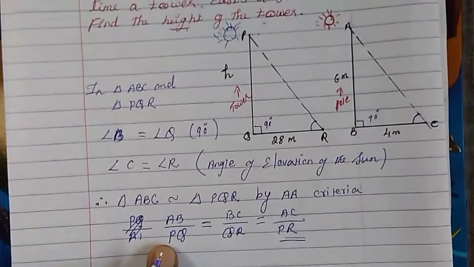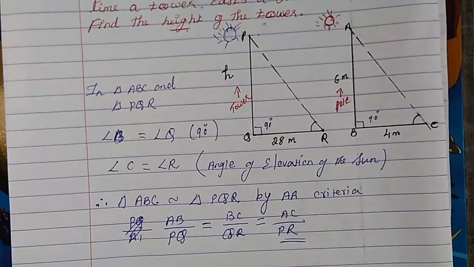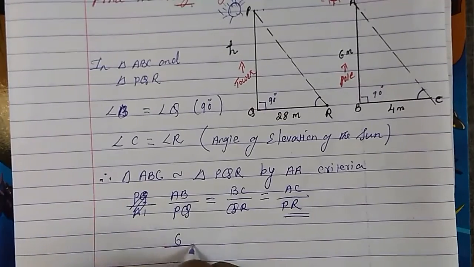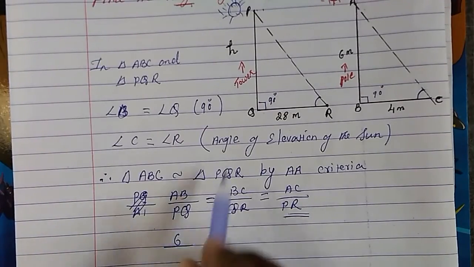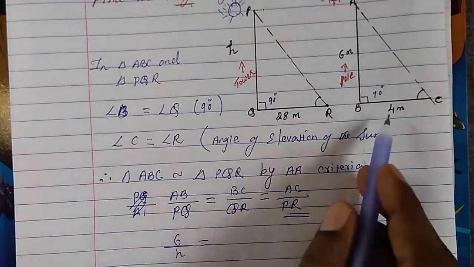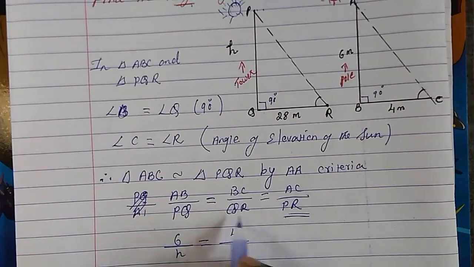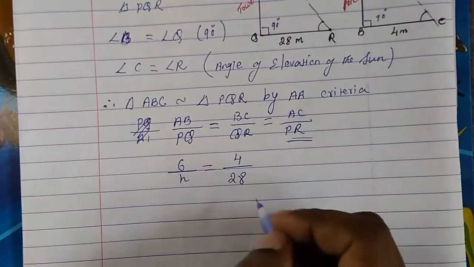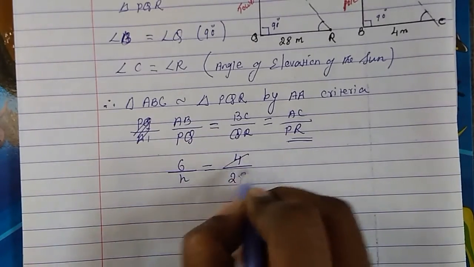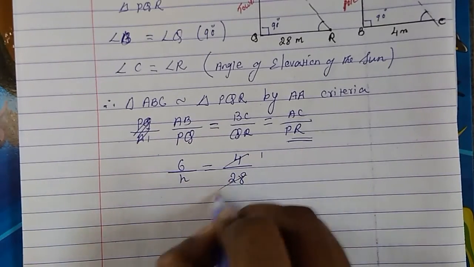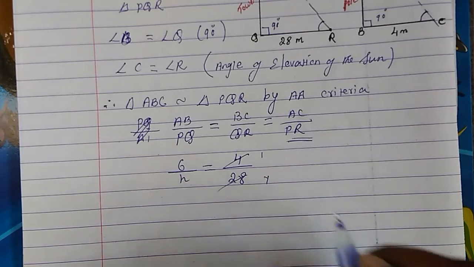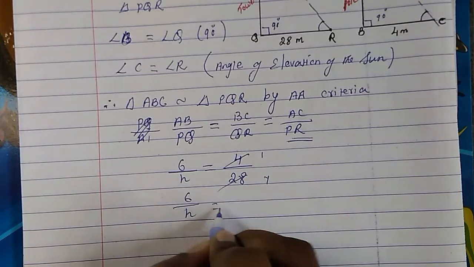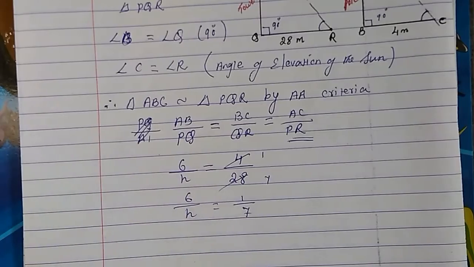So what is the AB value? AB value is 6. So 6 upon PQ. How much is PQ? We don't know, PQ is the height. Equal to BC, how much is it? 4. And QR is how much? 28. Okay, so now let's calculate one time. Here it will be 7 times. So 6 upon H equal to 1 upon 7.